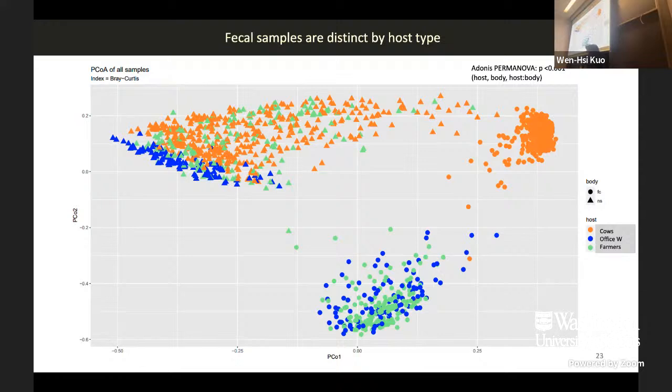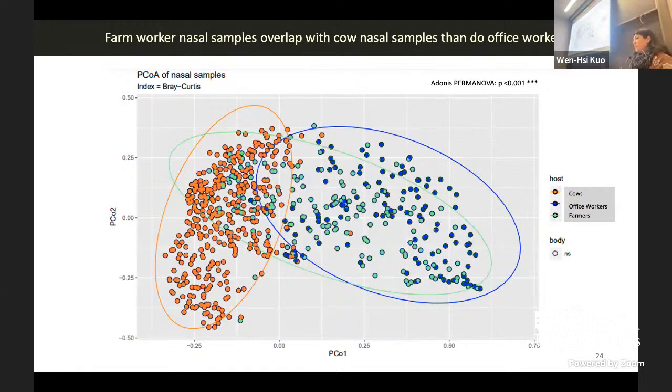Like I said, humans are pretty similar with humans, and the cows are pretty distinct on their own. However, when we go and look at the nasal microbiome, there's a lot more overlap going on. And specifically with the green and the orange, a lot more than the orange and the blue, which are the office workers and the cows. And even when we run this analysis with the nasal samples only, we still see the same patterns there, where we're having that overlap with the farm workers and the cows.